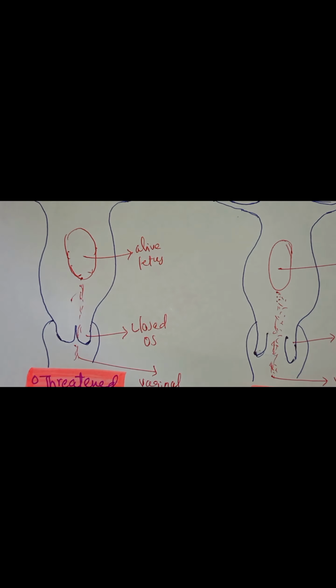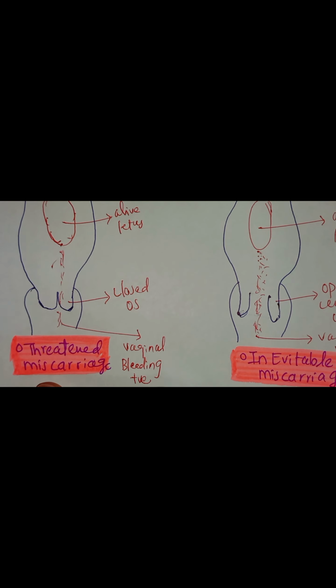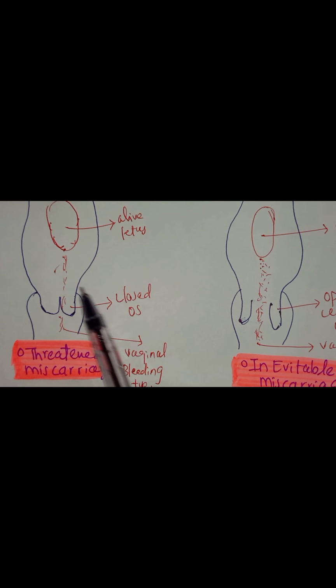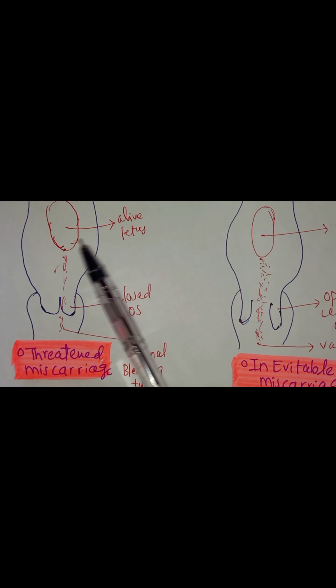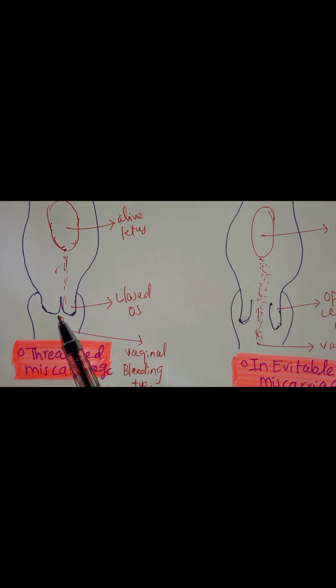Similarly, there are threatened miscarriage and inevitable miscarriage. In both threatened and inevitable miscarriage, there is a live intrauterine pregnancy. Os is closed in the threatened miscarriage, but it is open in the inevitable miscarriage. There is minimal bleeding in the threatened miscarriage, but there is bleeding present in the inevitable miscarriage, and the os is open, and this is about to miscarry, the inevitable miscarriage.